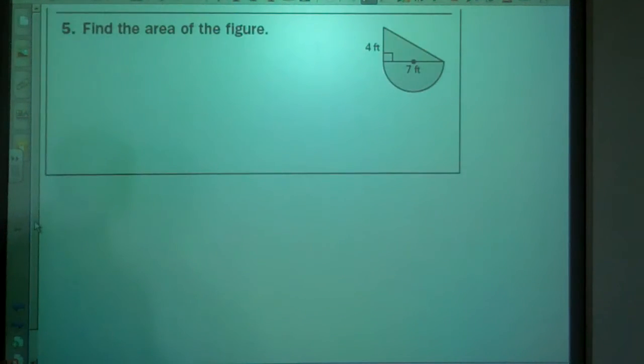Very good. Find the area of the figure. Please try this one on your own, and we will talk about this in class.